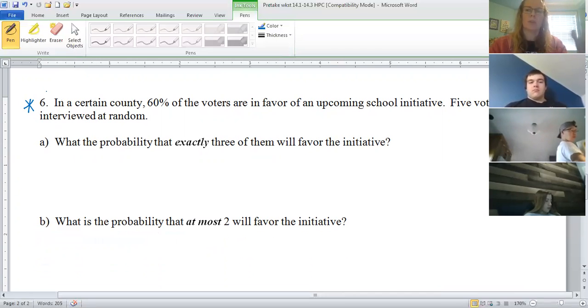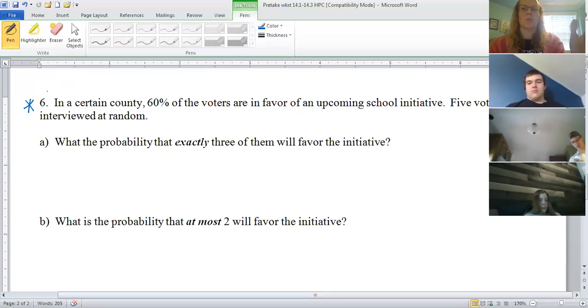So I just said how when we shuffle the cards, we want to make sure it's fair. That means you've got the same chance of getting a card every time you draw. But here it's not fair because 60% of the voters favor some school initiative. So that means 40% don't favor it. So it's not fair. It's not 50-50. It's not even. Okay.